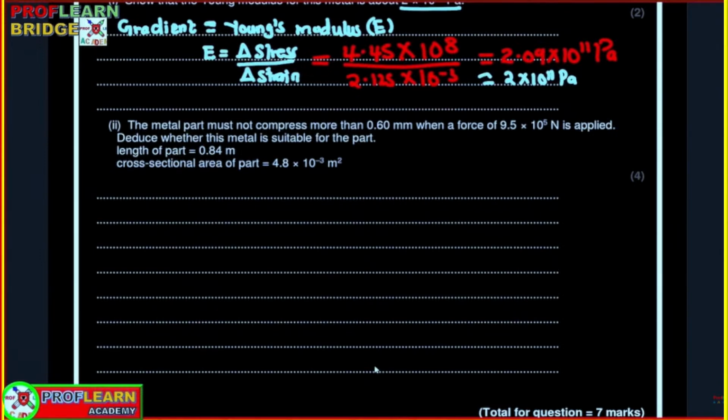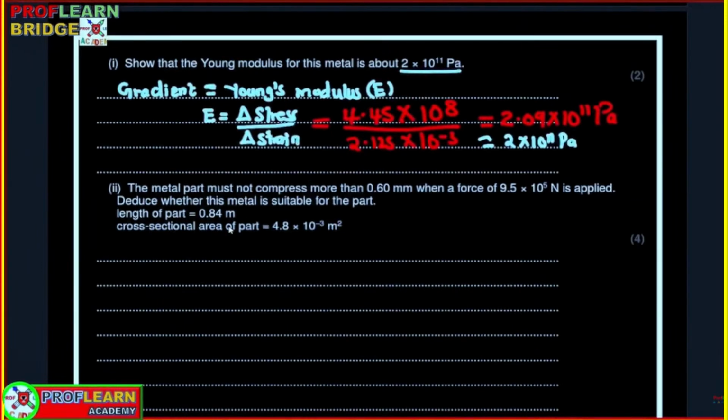So we can now use the information provided here and check whether the compression is equivalent to 0, is it more than 0.6 or is it less than 0.6. If it's more than 0.6 millimeters, then we're going to say that material is not suitable. That metal is not suitable for that part. So let us now begin.